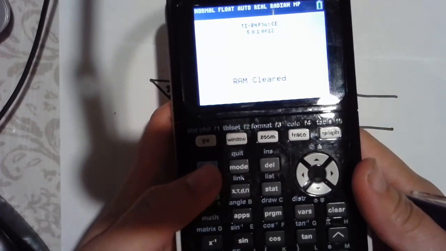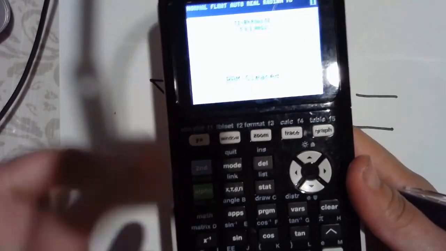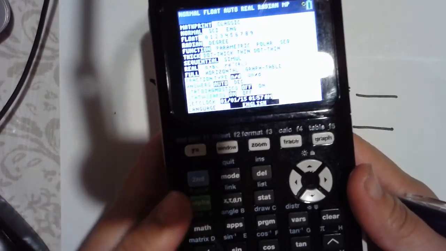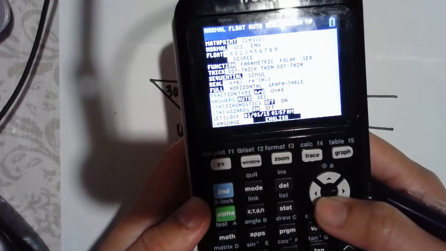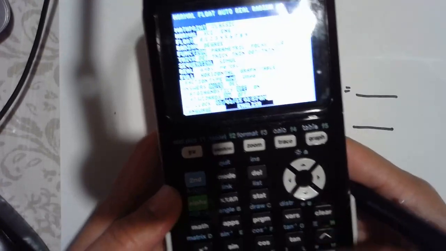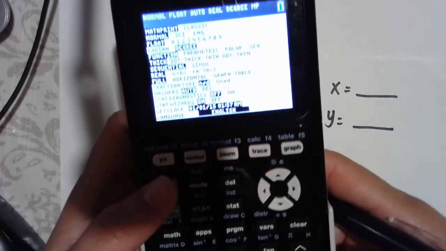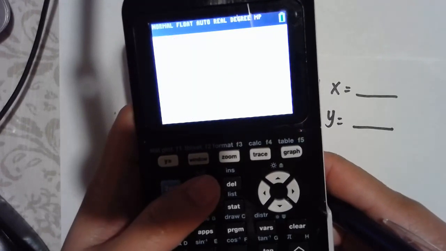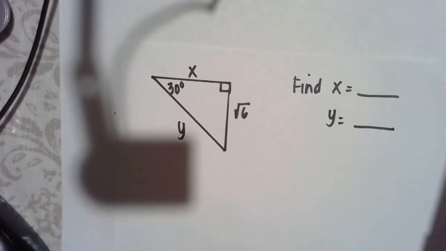Hello. So before you start your test, make sure that your calculator is in degree mode. To start with, you're going to press mode and find the degree. This is radian, the other one is degree. Press enter and then escape. Enter mode. That's it. So we can start.